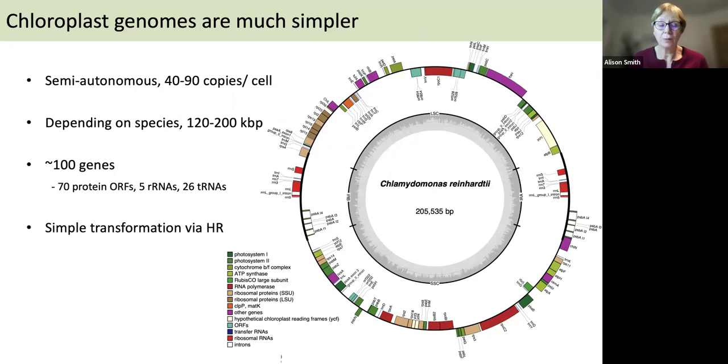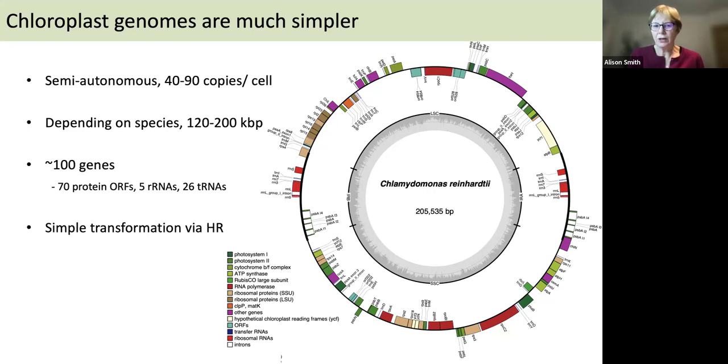And our focus has been on chloroplast genomes. So plants and algae have chloroplasts, and they all have these semi-autonomous genomes present in about 40 to 90 copies per chloroplast. And this is showing the genome map from Chlamydomonas, a unicellular green alga that I work with. And actually, there's only one chloroplast in the Chlamydomonas cell. So that's why the same number of copies in the cell.